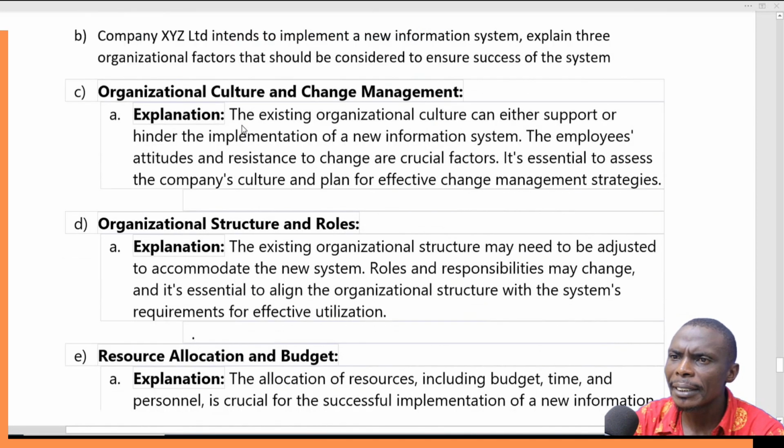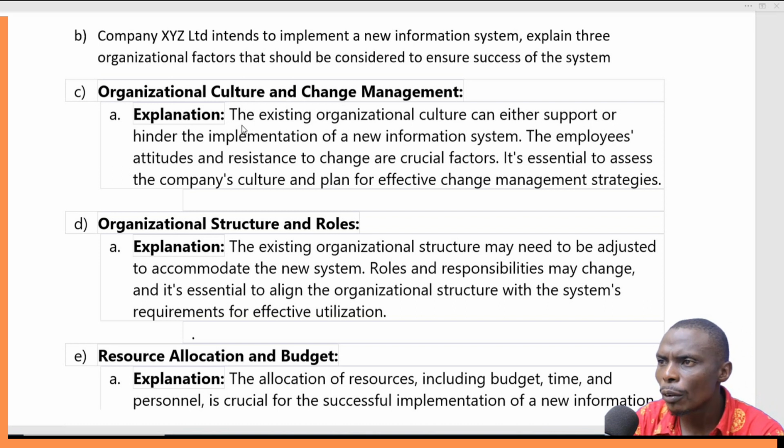Then the B part says, Company XYZ Limited intends to implement a new information system. Explain 3 organizational factors that could be considered to ensure the success of the system.